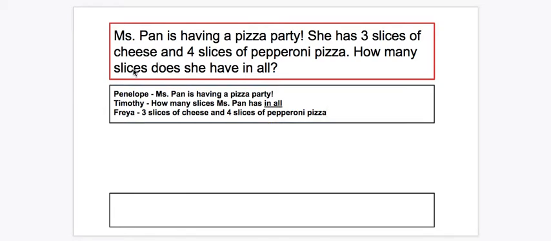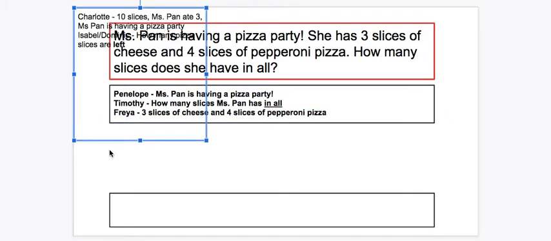Now this problem is called an addition problem. Can you say addition? Nice. An addition problem has us thinking about how many slices or things in all, and there's usually multiple parts that we have to put together. So Freya told us there's a part of 3 and a part of 4. Nice job thinking about that addition problem.